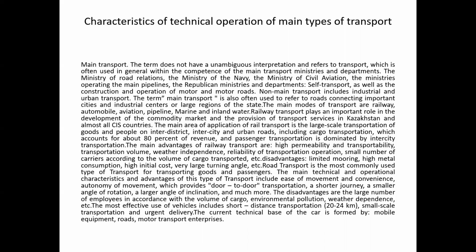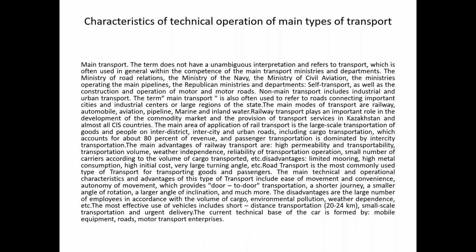Railway transport plays an important role in the development of the commodity market and the provision of transport services in Kazakhstan and almost all CIS countries. The main area of application of rail transport is large-scale transportation of goods and people on inter-district, intercity and urban roads, including cargo transportation, which accounts for about 80% of revenue. Passenger transportation is dominated by intercity transportation.